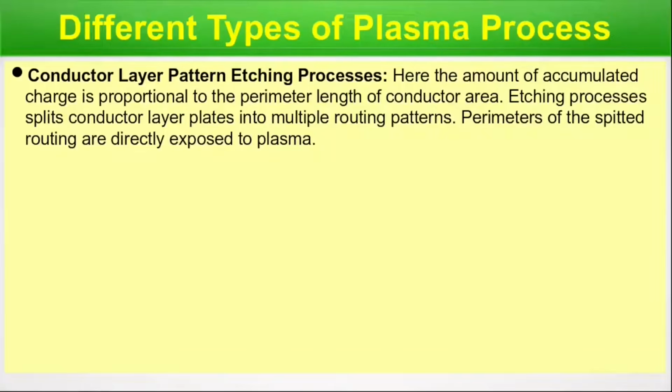Conductor layer pattern etching process. Here the amount of accumulated charge is proportional to the perimeter length of the conducting metal stripping above. Etching process splits the conductor layer plates into multiple routing patterns. Perimeters of the plated routing are directly exposed to plasma. Here we have just touched base on one particular type of plasma process.